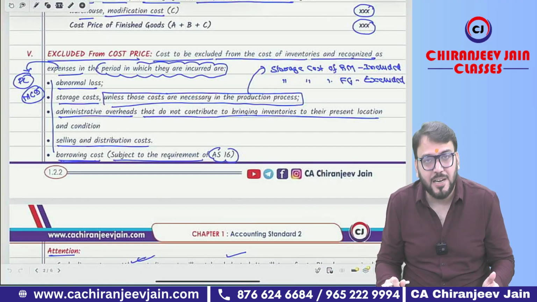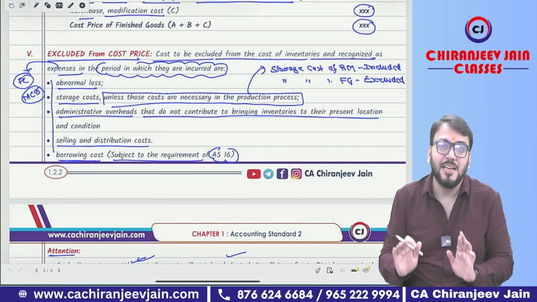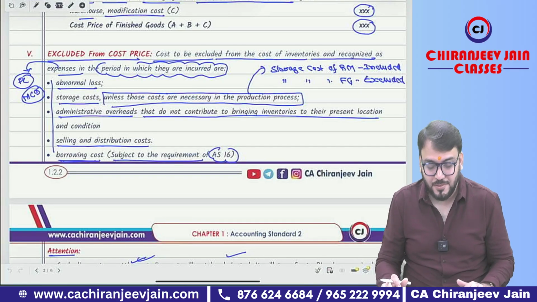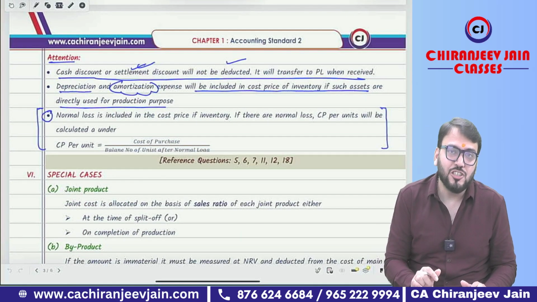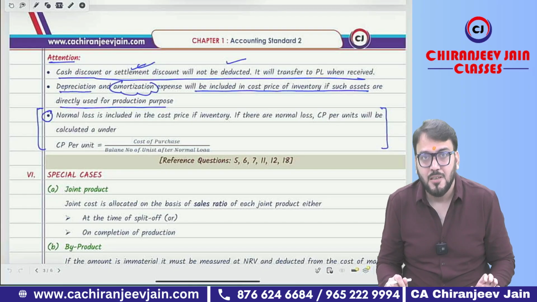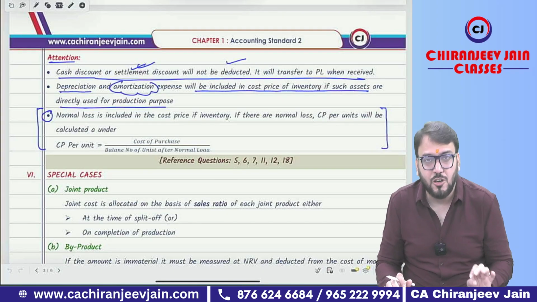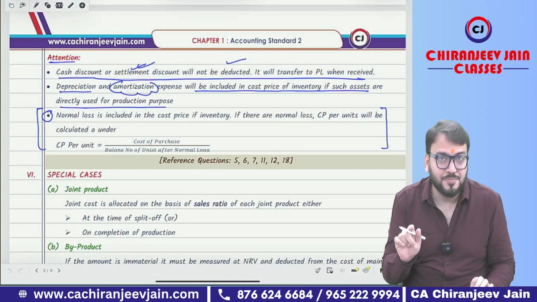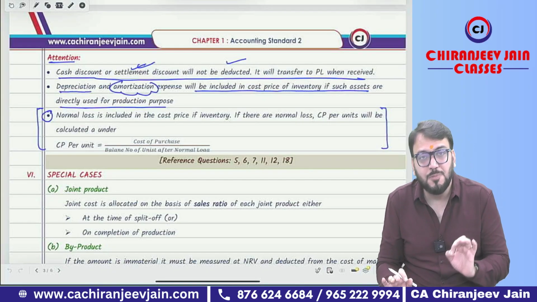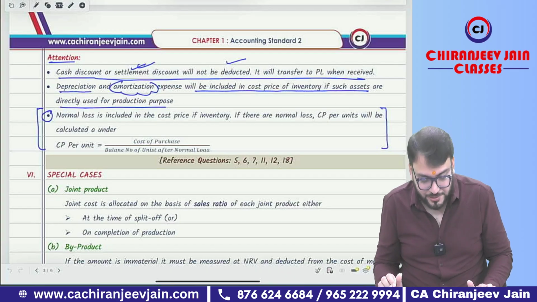Then any administrative overhead and selling and distribution cost are excluded. Apart from that, borrowing cost will also not be included, but as per AS 16, it may be included. When it will be included, we will understand under AS 16. Then I have said that depreciation and amortization of the assets which are used in the production purpose will also be added. Then we also discussed that cash discount or settlement discount will not be deducted from invoice price. Only trade discount or rebate will be deducted. So cash discount will be transferred to PL account once it is received. This much we have done in the last class.